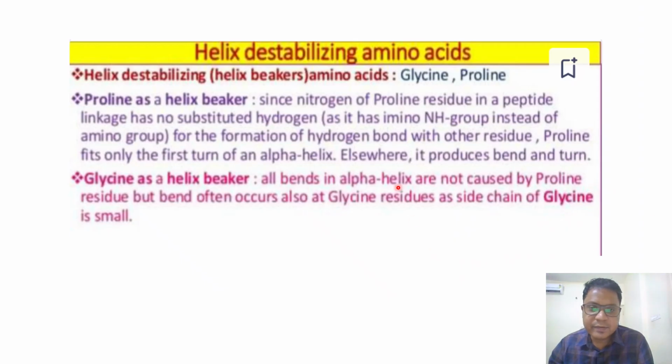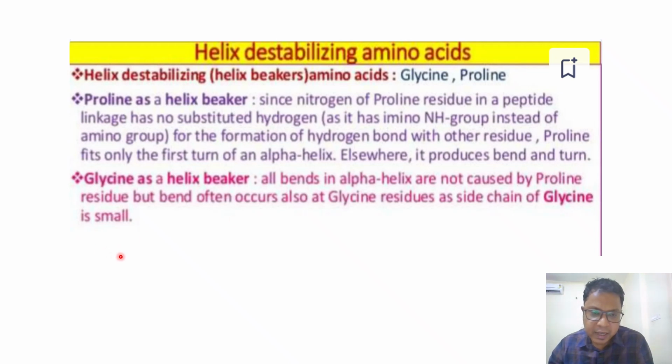So helix destabilizing amino acids, as I told, proline and glycine are the helix breakers. Proline is a helix breaker since the nitrogen of the proline residue in a peptide linkage has no substituted hydrogen, because we know this is a secondary amine group present in proline. For the formation of hydrogen bonds with other residues, proline fits only the first turn of the alpha helix. Elsewhere, it produces a bend and turn.